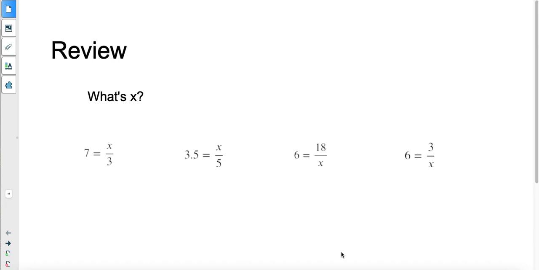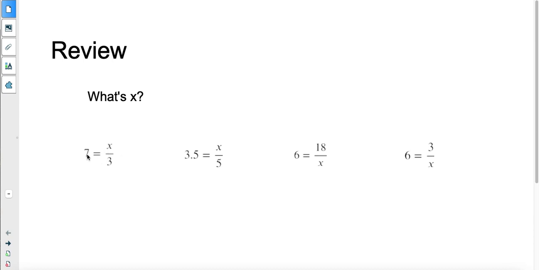Hi everyone. In this video, I'm going to go over how to find the missing side of a right triangle using SOHCAHTOA. But before we look at that, I want to take a look at these examples here. In these examples, I'm trying to find the missing value x. And these will come in handy for the examples we're going to look at later on in this video.